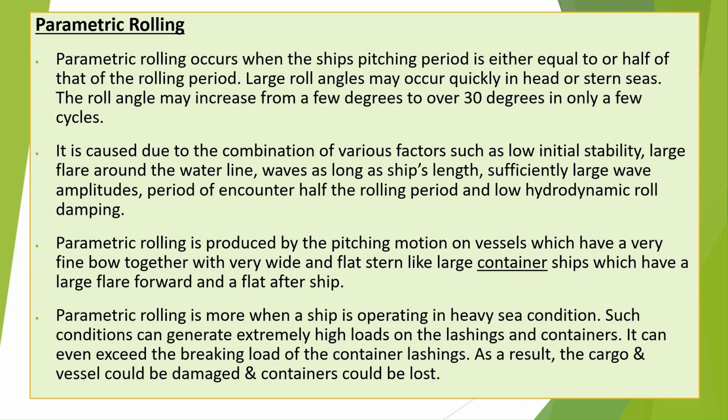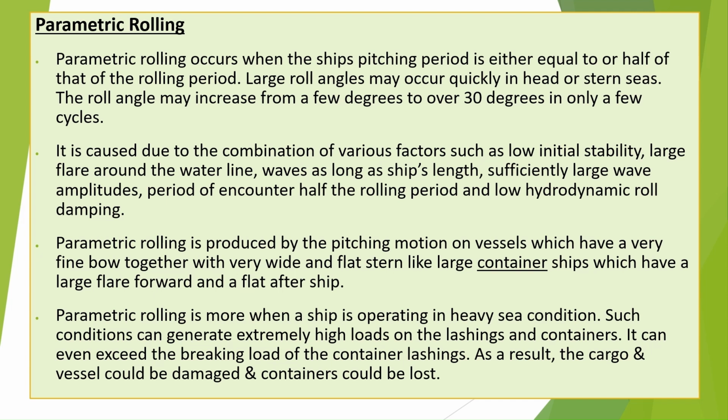It is caused due to the combination of various factors such as low initial stability, large flare around the waterline, waves as long as the ship's length, sufficiently large wave amplitudes, period of encounter half the rolling period, and low hydrodynamic roll damping. Parametric rolling is produced by the pitching motion on vessels which have a very fine bow together with a very wide and flat stern, like large container ships, which have a large flare forward and a flat after ship.